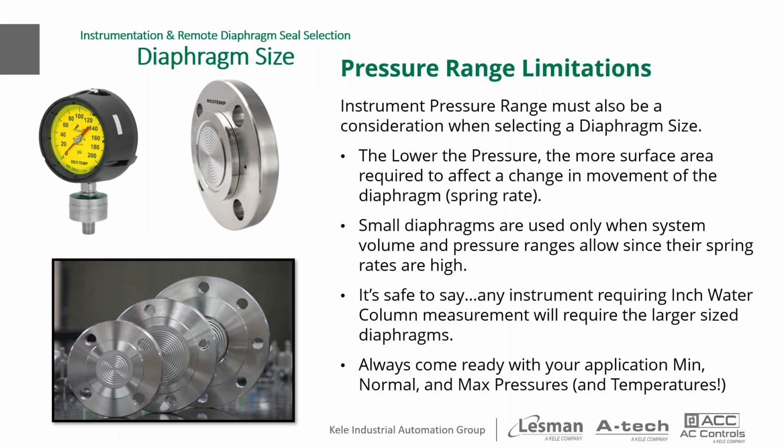When looking at diaphragm sizes, instrument pressure limitations are also a factor. The instrument pressure range must also be a consideration when selecting a diaphragm size. The lower the pressure, the more surface area that's required to affect a change in the movement of the diaphragm. We commonly refer to that as the spring rate. Tom, I have one question I'd like to ask. Go ahead. What is a symptom that a customer might see when they've selected the wrong size diaphragm?